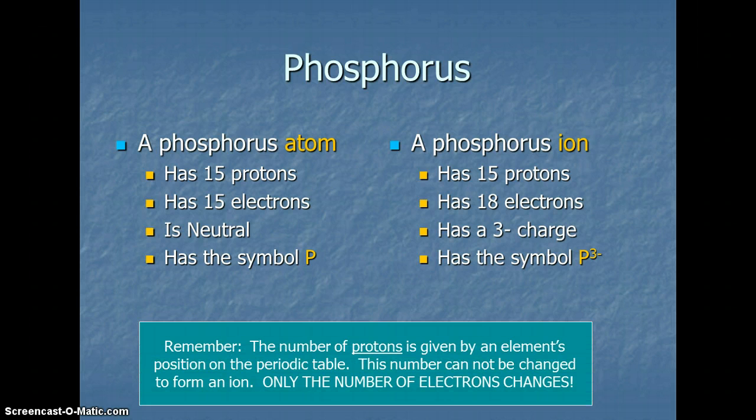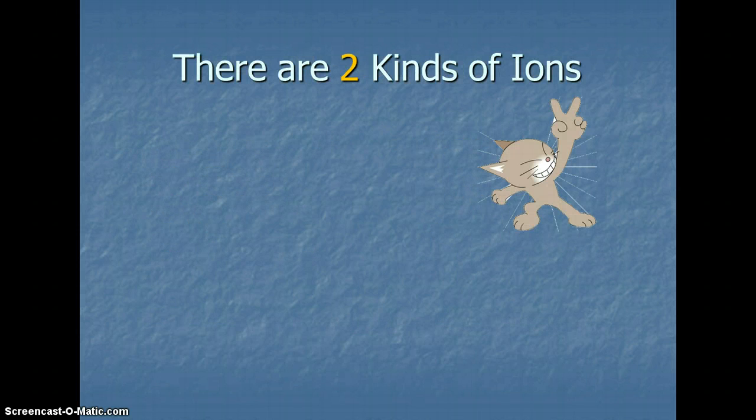So remember, the number of protons is given by the element's position on the periodic table, the atomic number, and that number cannot be changed to form an ion. Only the number of electrons changes. Now there are 2 kinds of ions.